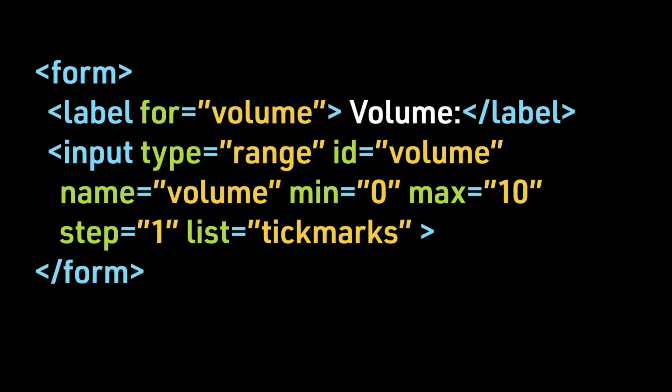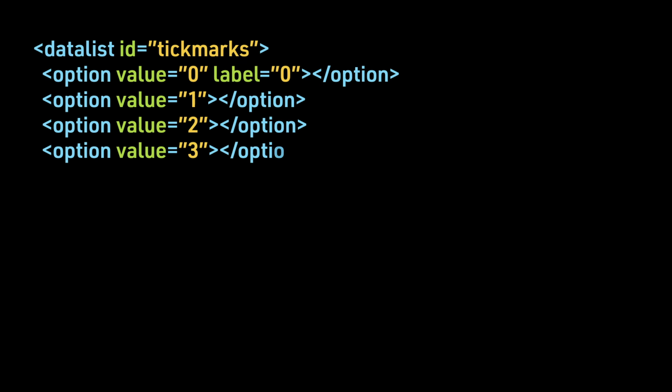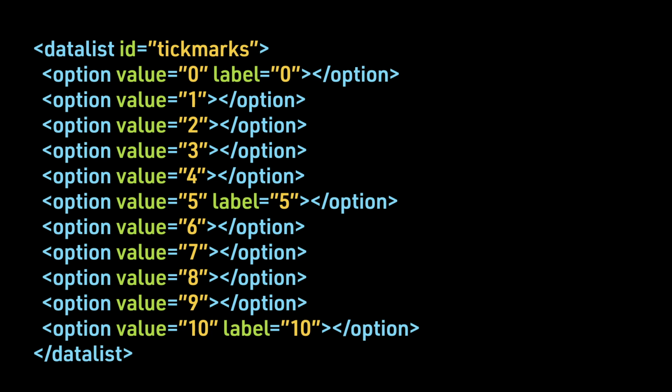To add hash marks, we add the list attribute to the input element and a datalist element with the ID mirroring the value of the list attribute. Each hash mark is set by an option element where you set the value attribute to what the hash mark should equal. To add labels, we use the label attribute. However, browser support for both hash marks and labels is inconsistent, so you still may need to add CSS or perhaps JavaScript to fully style your range slider.